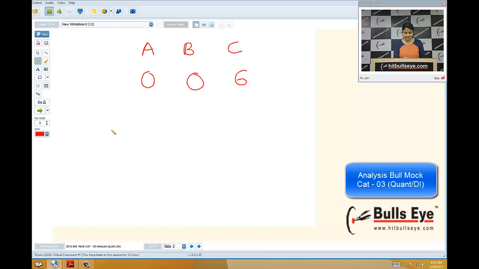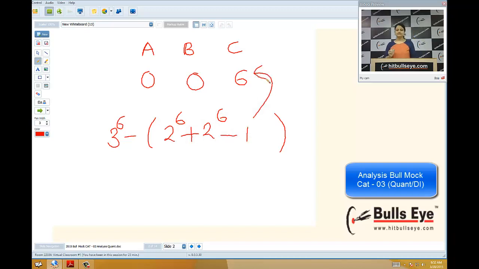So what is the answer? It will be 3 raised to power 6 minus, we are subtracting the rejection part, 2 raised to power 6 plus 2 raised to power 6. We are subtracting this case. Why so? Because this case is included in both these cases. That's why. So this is the answer in this case.